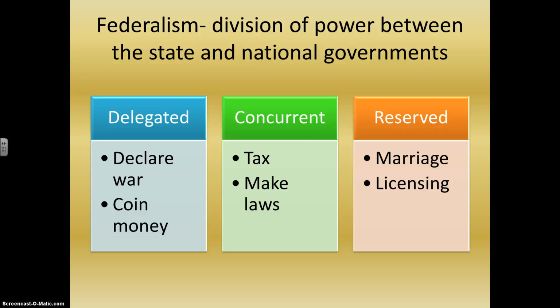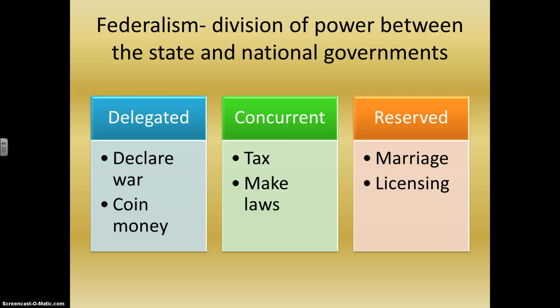So we've got three major powers here. We've got delegated powers that only the national government can do, like declaring war or coining money. Are there other delegated powers? Yes. But the ones you need to know: coin money, declare war. Concurrent powers are powers that are shared, that both the states and the national government can do. If you work, you know that they both can tax. You get state taxes taken out, you get national taxes taken out, you even get local taxes taken out. They can make laws. There are national laws, there are state laws, there are local laws. Again, there are other concurrent powers. Those are the two big ones.